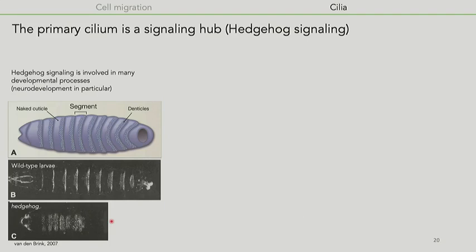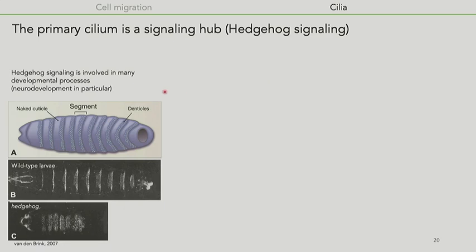So the last thing I just want to highlight, almost embarrassingly superficially, is the fact that this structure is a really important signaling center. This was first worked out and is most well worked out for a signaling cascade called hedgehog signaling, which if you've taken developmental biology courses, I'm sure they would have covered in that context. Hedgehog signaling is required for many developmental processes, most notably maybe neurodevelopment.